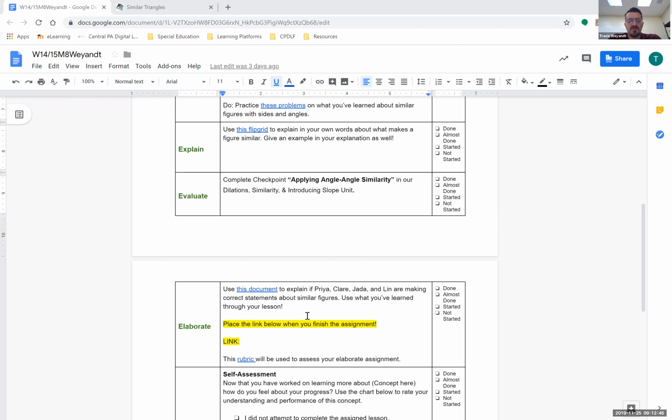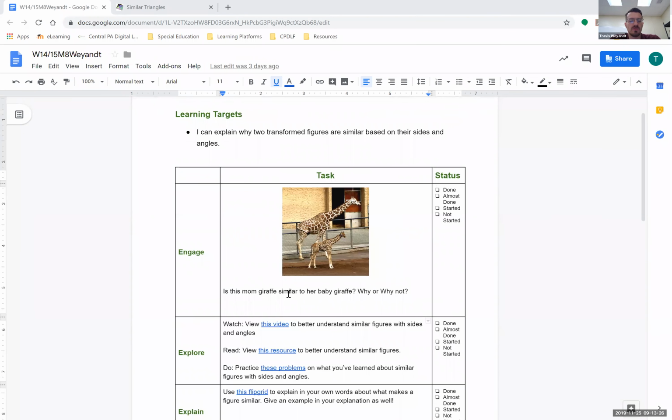So again, you are making correct statements about similarity. You're using your understanding of similarity to look at this document and this real application and the statements that these people are making, and then you come up with your conclusion. Are they making correct statements about similarity? What is their thinking on the task? Or maybe you can share something that you have learned that they should be saying, or maybe they're just using terminology a little bit differently than they should be, or maybe they're totally wrong. Maybe you can give them some advice and say, okay, this is what you should be saying, and things like that. So use your understanding of this lesson to help you complete that elaborate.